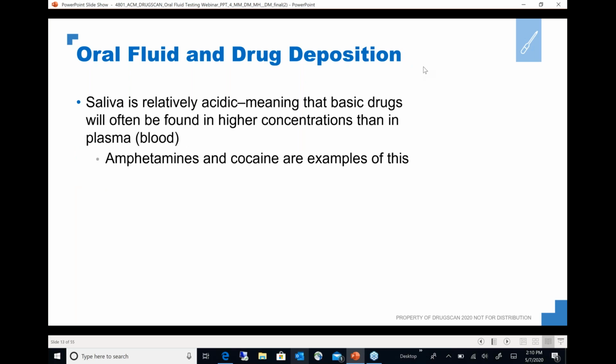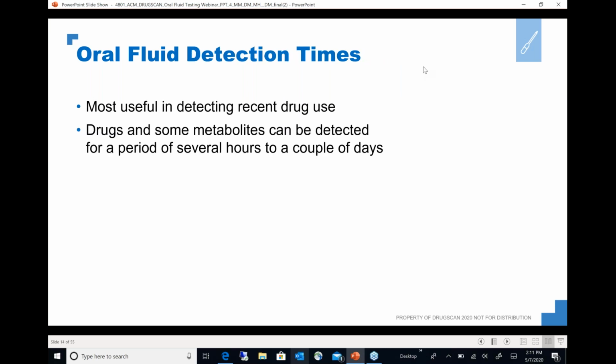Saliva is relatively acidic, so this is another factor that will influence the transport of drugs across the oral mucosa. Acidic meaning that basic drugs will be found in higher concentrations in the oral fluid than in the plasma because they have a tendency to cross into the oral fluid much more quickly and much more easily. Amphetamines and cocaine are two examples of these drugs.